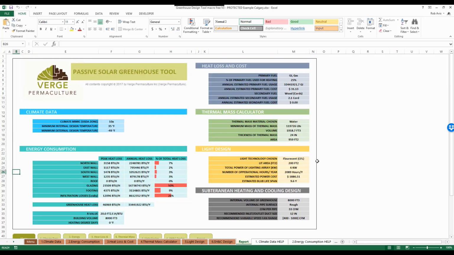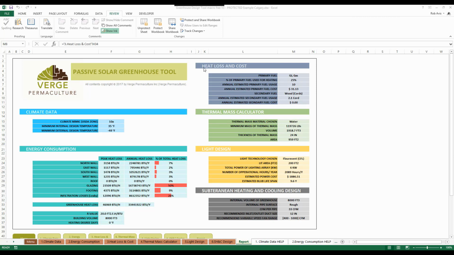At the top, we have our heat loss and cost, and this is an estimation as to how much fuel, depending on the types of fuels you've chosen, your greenhouse is going to require on an annual basis. So in this particular category, heat loss and cost, we can see that we chose natural gas and that we assume that it would be used 25% of the time and that we would have an annual consumption of about 10 gigajoules or $31 based on the price that we put in.